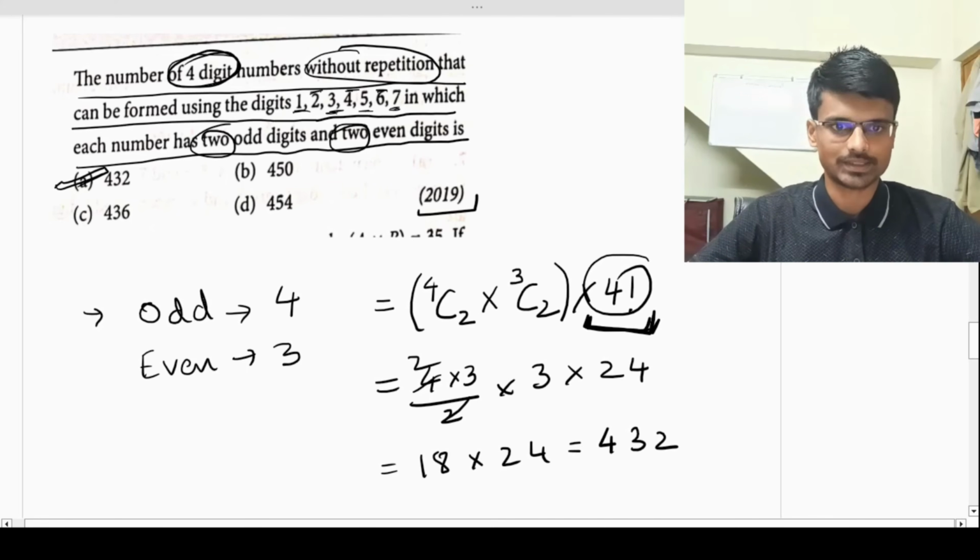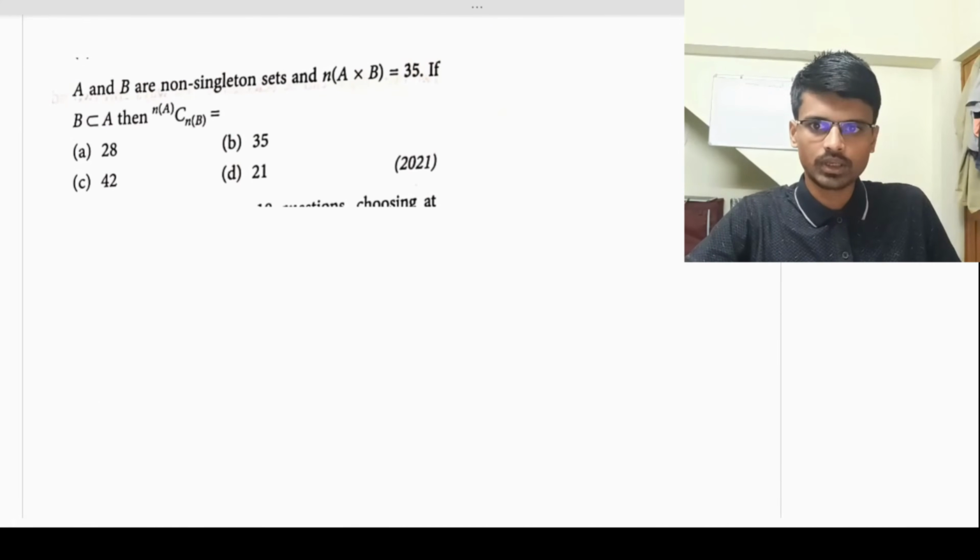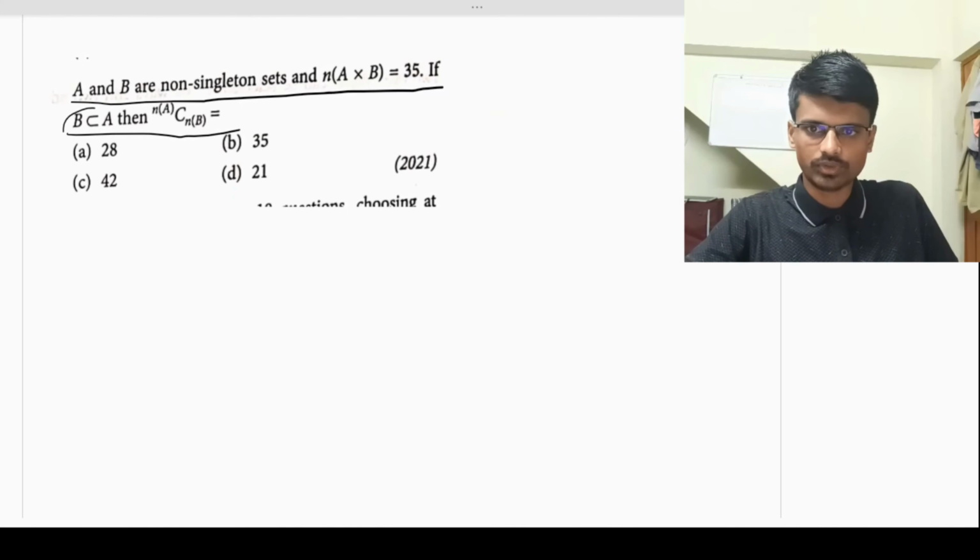Let's go to the next question. Okay, so this is an interesting question. Here you need to have the knowledge of sets also. It says A and B are non-singleton sets and n of A into B is equal to 35. If B is a subset of A, then n of A C n of B is. So B is a subset of A. That means n of B is smaller than n of A. Am I right? Because B is a subset of A.